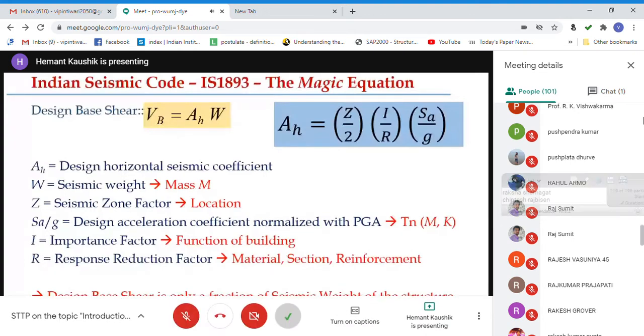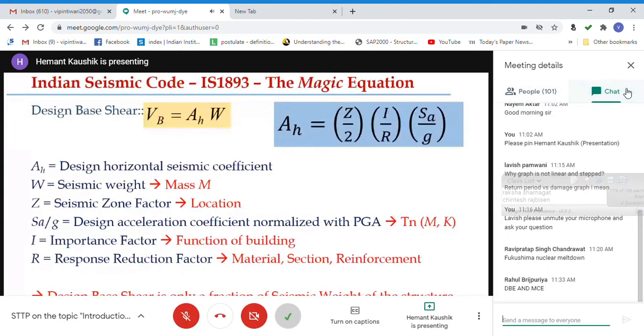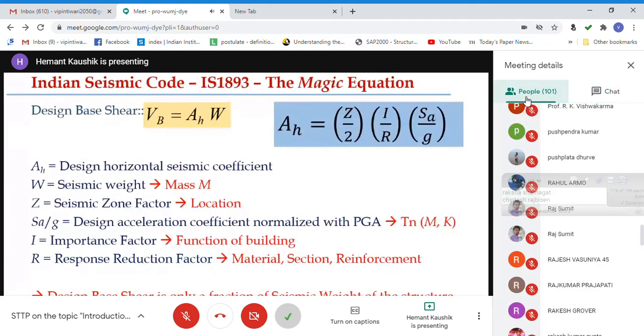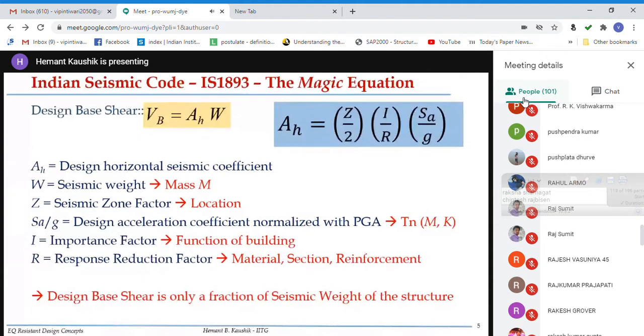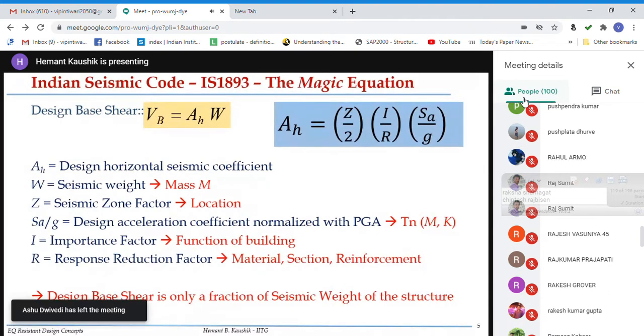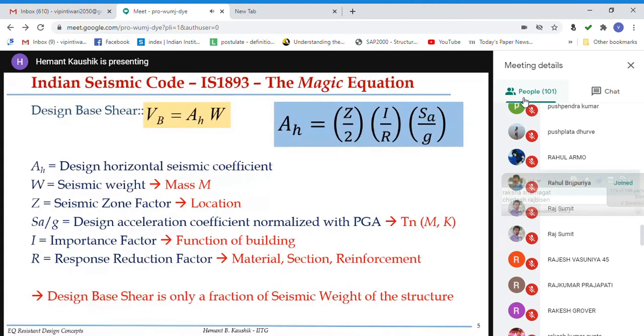Okay. Now you can imagine that Z is given in the code directly in a table, I, R and SA by G. So everything is given in the code. You don't have to go to site. You don't have to do much calculations. Only small calculations. You can actually find out all these values. And weight of the structure, seismic weight, you already know, right? So that is why I call this the magic equation. It is so simplistic that you can straight away calculate what is the design base shear that is acting at the base of the structure.